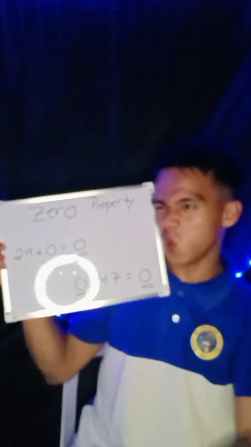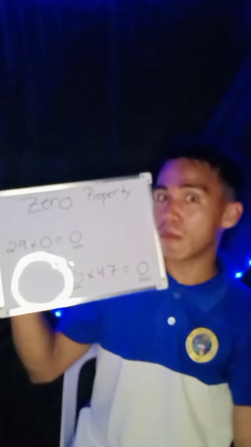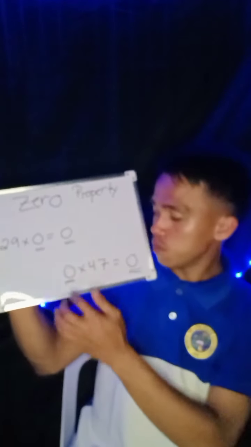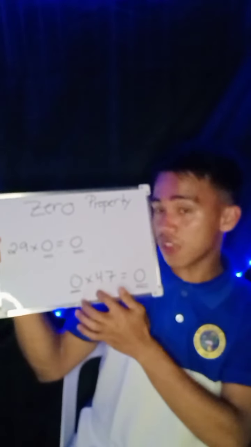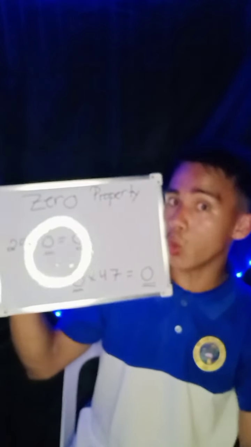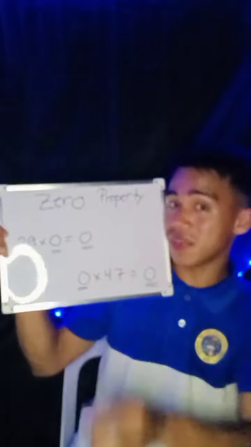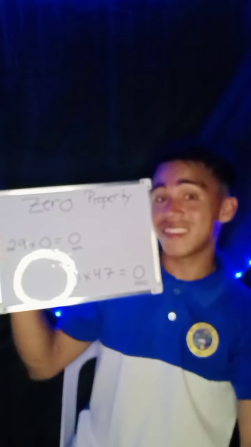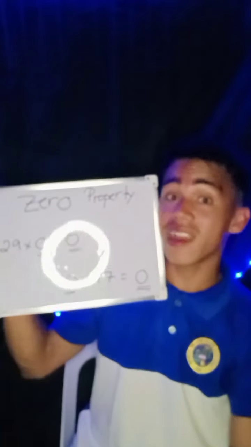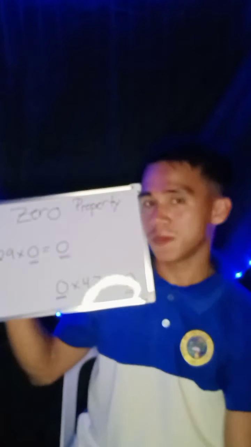So this 0 is a spoiler of the moment, right? But it's very useful. 0 times 47 equals 0. So this is the zero property. Multiply by 0, it's still 0. The product is 0. There you have it.